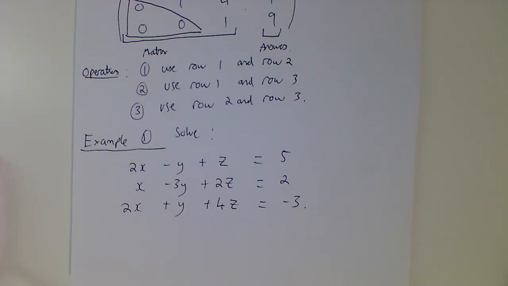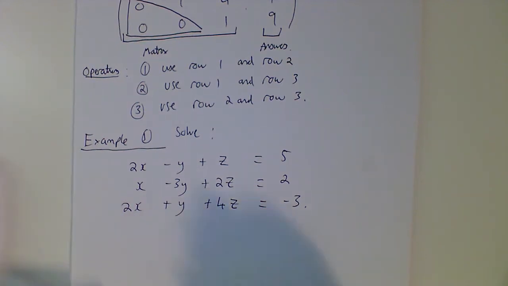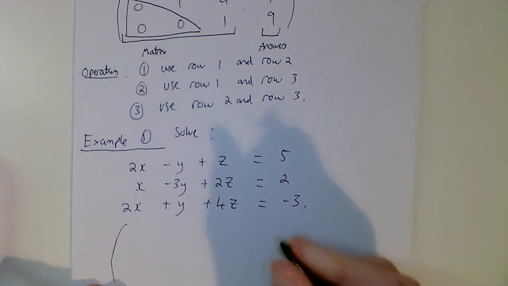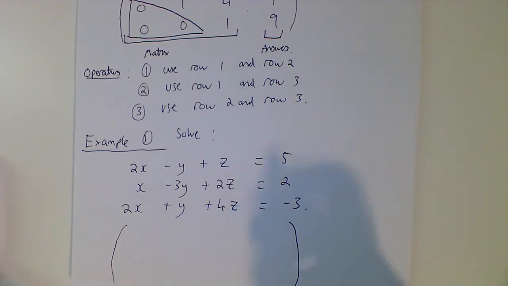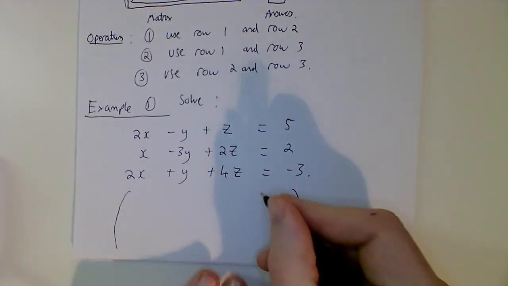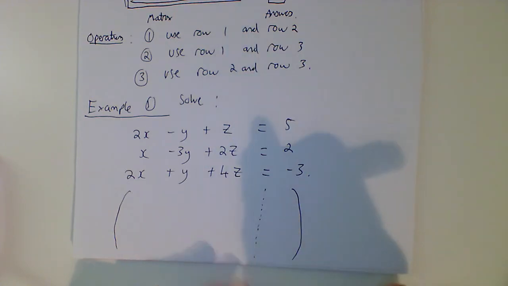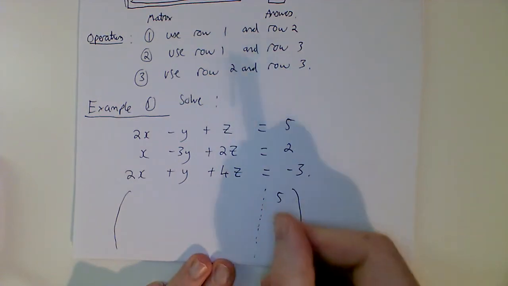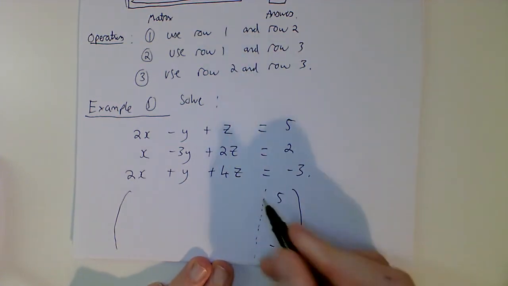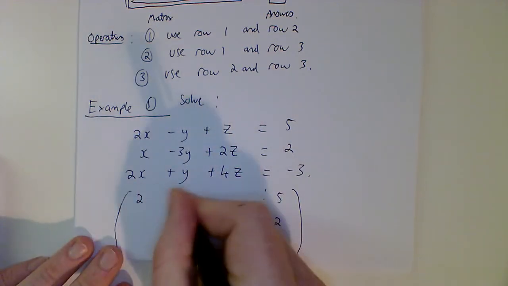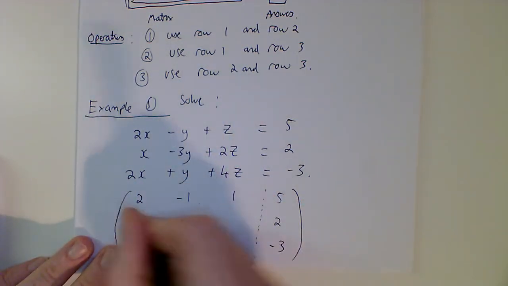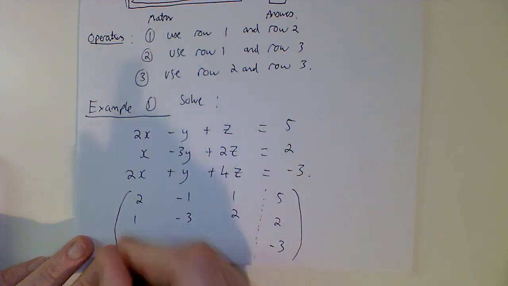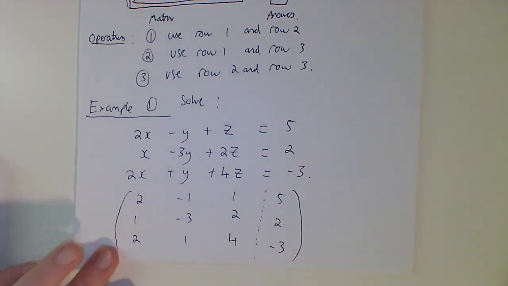Right, so what I've got to do is create a matrix for Gaussian elimination. Okay, so I create a matrix that looks like this, and I separate my answers from the rest of my matrix. Now I forget that x, y and z exist for the moment. So it's 5, 2, -3, that's my answers. And my coefficients are 2, -1, 1, 1, -3, 2, and 2, 1 and 4. Right. So that's my matrix set up in a Gaussian way.